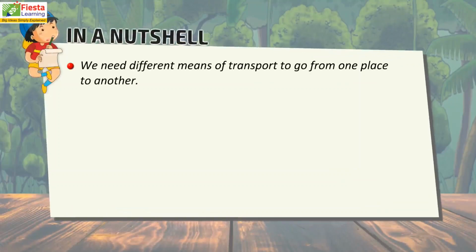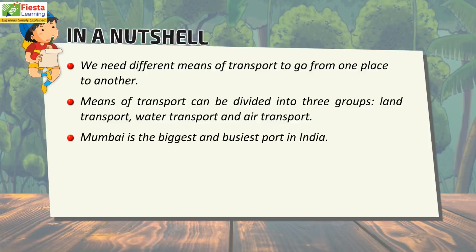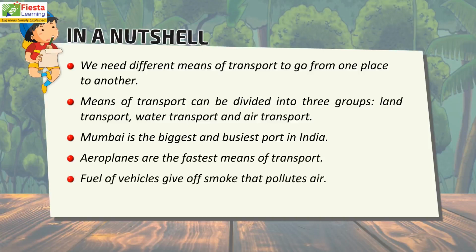In a nutshell, we need different means of transport to go from one place to another. Means of transport can be divided into three groups: land transport, water transport, and air transport. Mumbai is the biggest and busiest port in India. Aeroplanes are the fastest means of transport. Fuels of vehicles give off smoke that pollutes air.